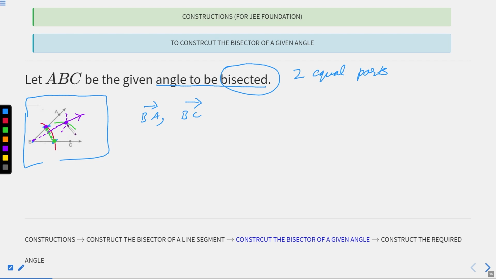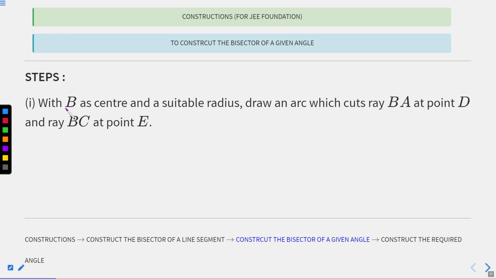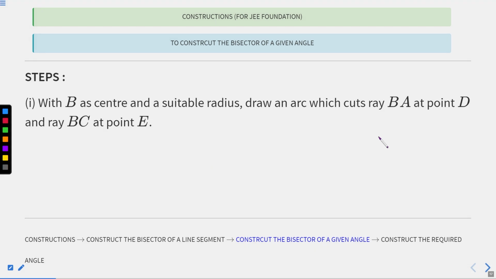We will see it more clearly. Now let's see more clearly what I have already given you. First, with B as center: B is here, here is our A, here is our C. Okay, so B is here, C is here, A is here. Now B is the center, with a suitable radius we can set our compass, center here.